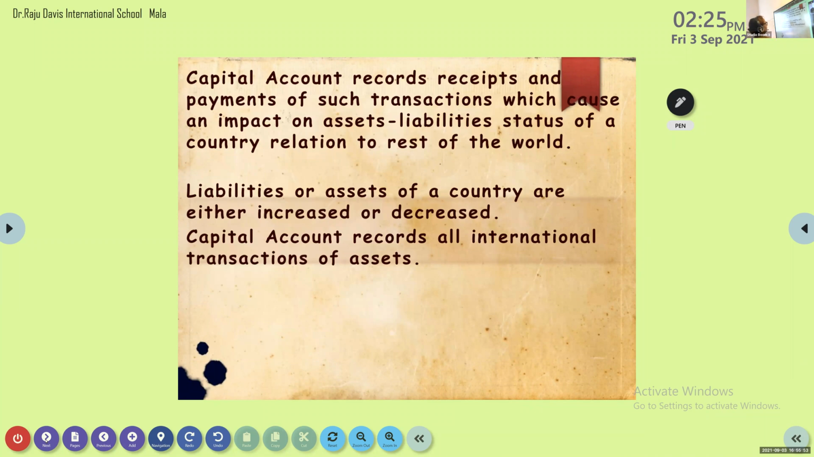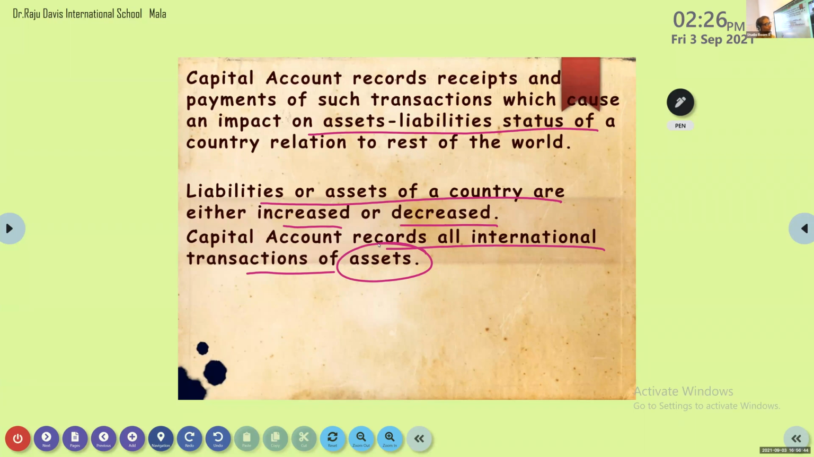It is a record of all transactions which affect the assets and liabilities of our country with the rest of the world. So capital account means it is a record of all transactions. But what is the speciality? It has an impact on the assets and liabilities of our country in relation to the world. The assets or liabilities can be increased or decreased. So it records all the international transactions of assets.